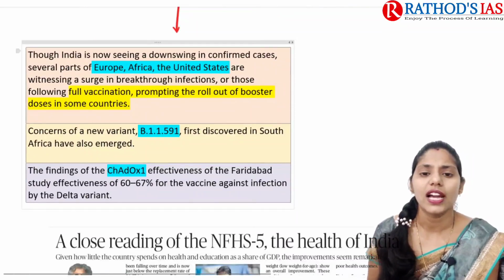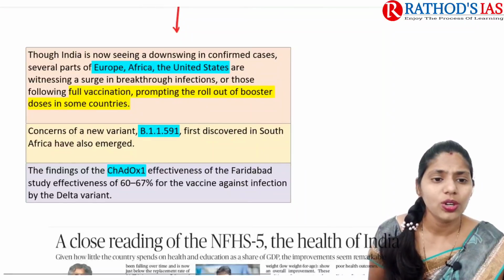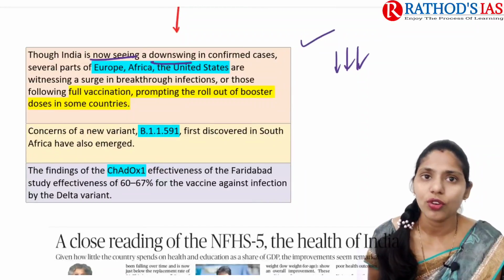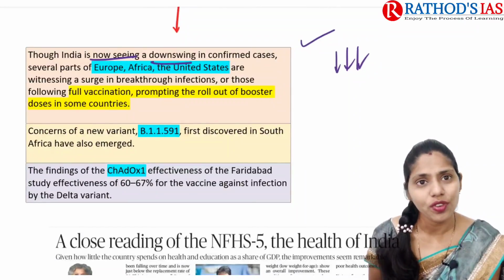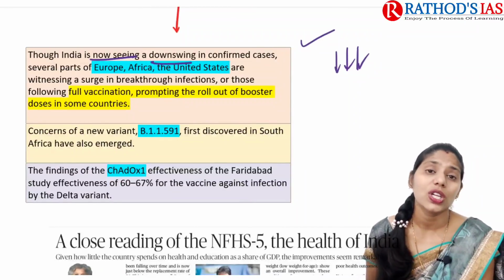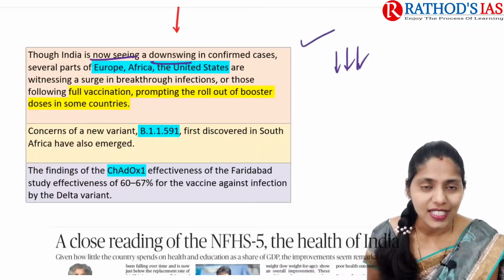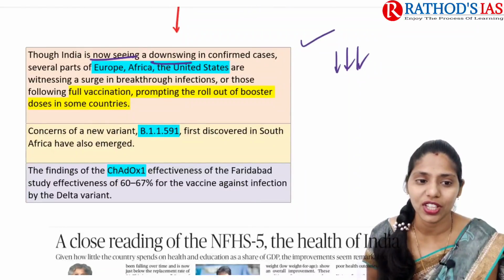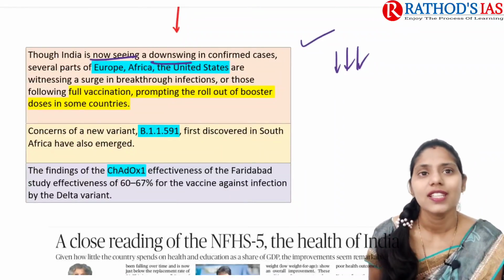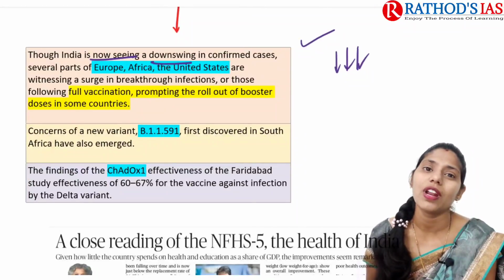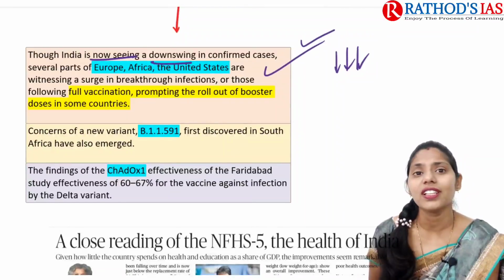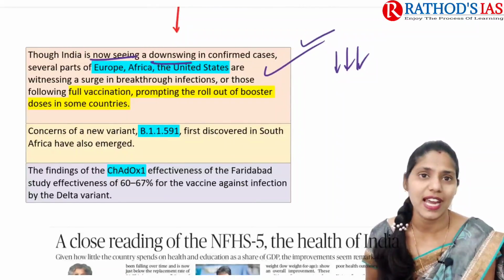Okay. So this article mainly says that though India is now seeing a downswing of confirmed cases, that is, a decrease in the number of COVID-19 cases, several parts of other countries, like Europe, Africa, and the US, are again witnessing a breakthrough or spike of infections. Even though there is full vaccination and they are talking about booster doses, there is an increase in new cases of COVID-19 because of variants. Especially in South Africa there is a new variant, Omicron, which we discussed in our first article, right?